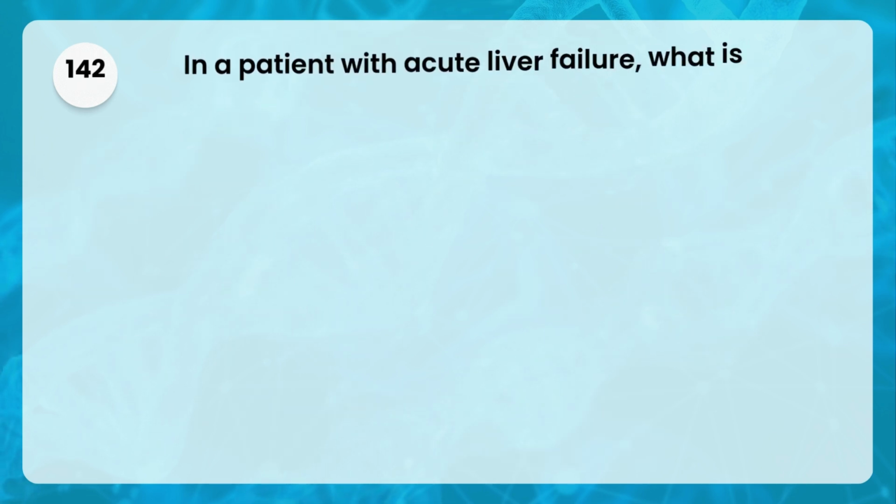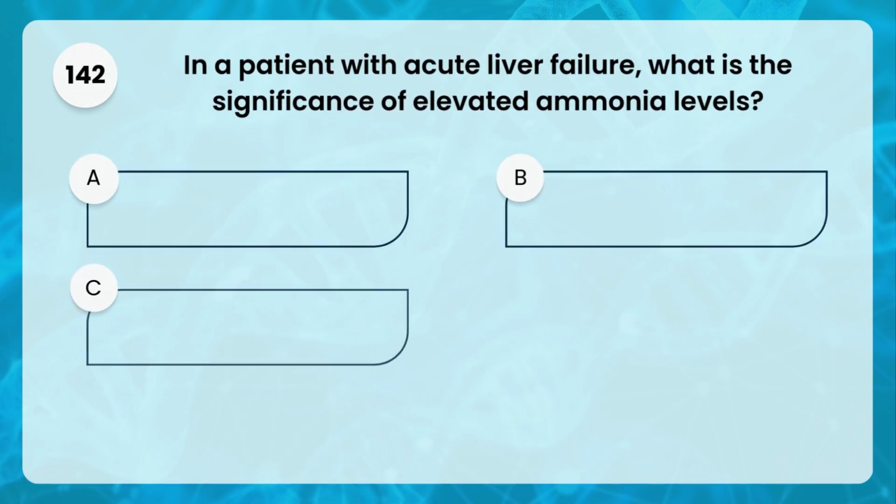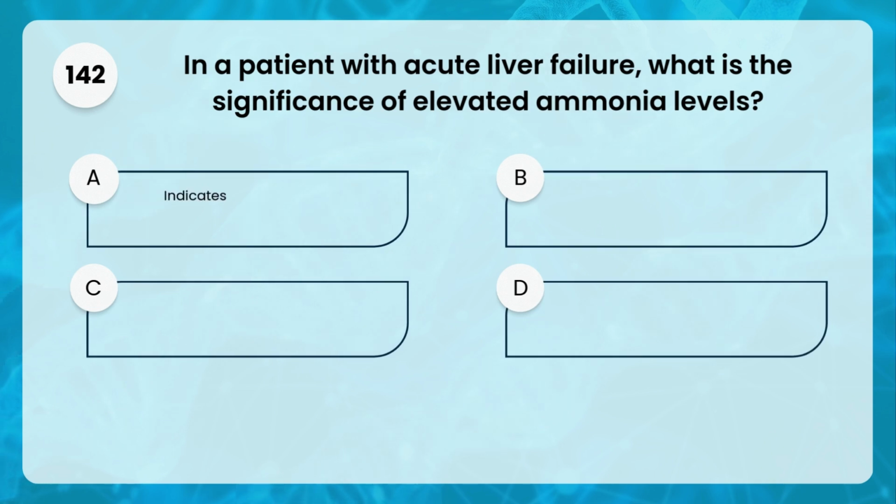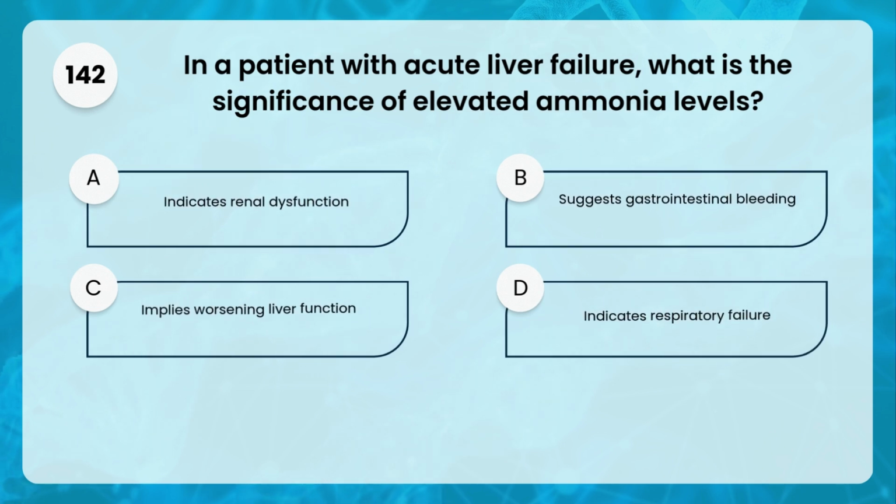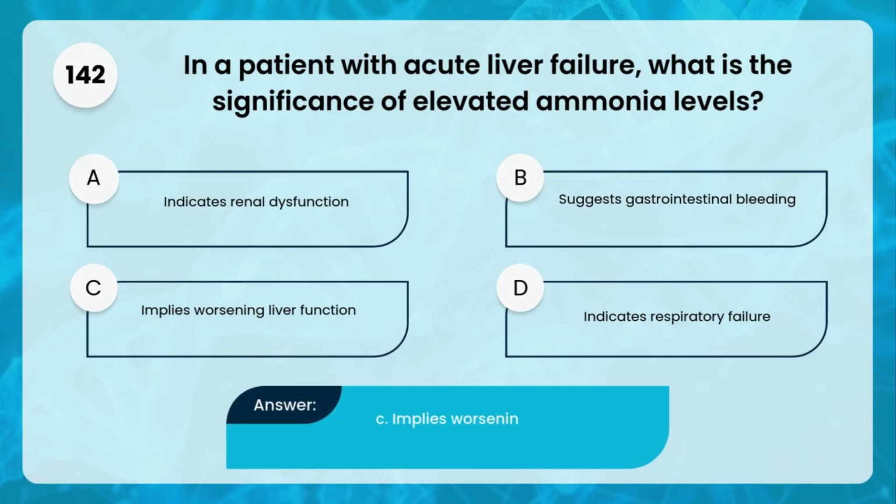Number 142. In a patient with acute liver failure, what is the significance of elevated ammonia levels? A. Indicates renal dysfunction. B. Suggests gastrointestinal bleeding. C. Implies worsening liver function. Or D. Indicates respiratory failure. The answer is C. Implies worsening liver function.